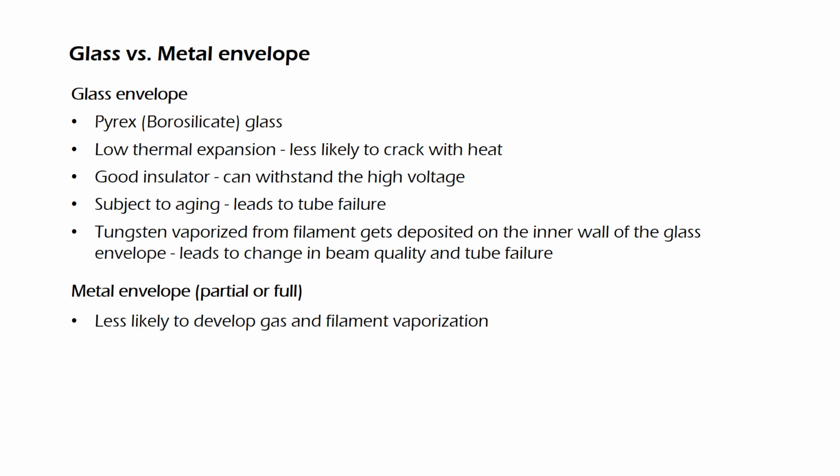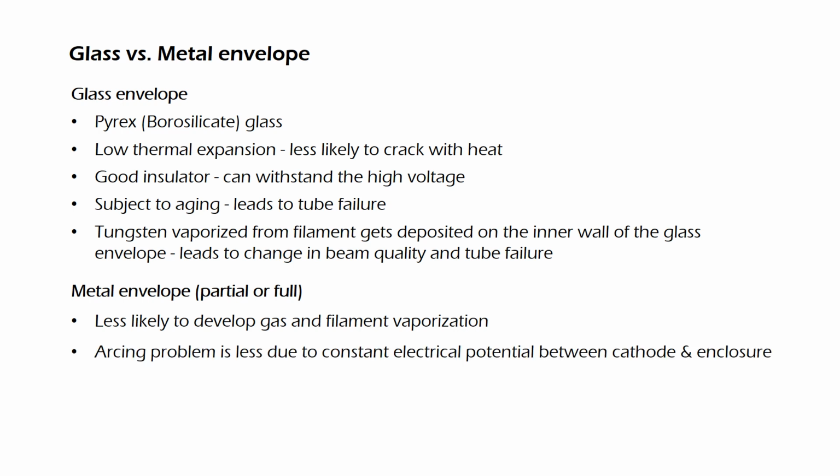Metal envelopes are less likely to develop gas and filament vaporization. The metal tube is airtight and impermeable and has no suckback. These properties give superior protection to contents, keeping them fresh and uncontaminated through long periods of intermittent use. Also, they have longer life because they do not build up a metallic coating on the inside with age.